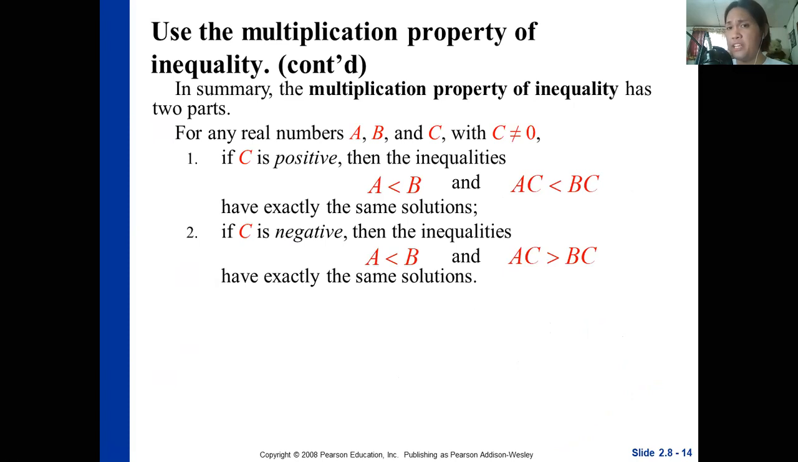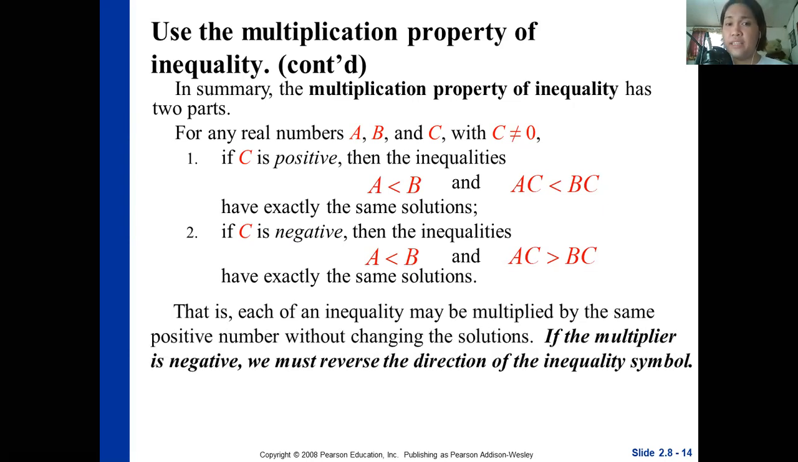So in summary, the multiplication property of inequality that I want you to remember has two parts. For any real numbers A, B, and C, with C not equal to 0, if C is positive, then the inequalities A less than B and AC less than BC have exactly the same solutions. And another thing that I want you to remember as a summary: if C is negative, then the inequalities A less than B and AC greater than BC have exactly the same solutions. So I want you to remember this.